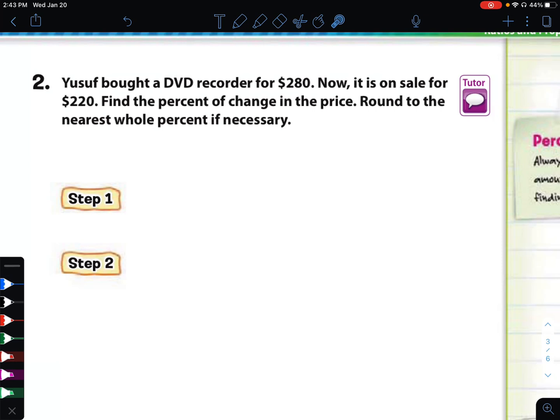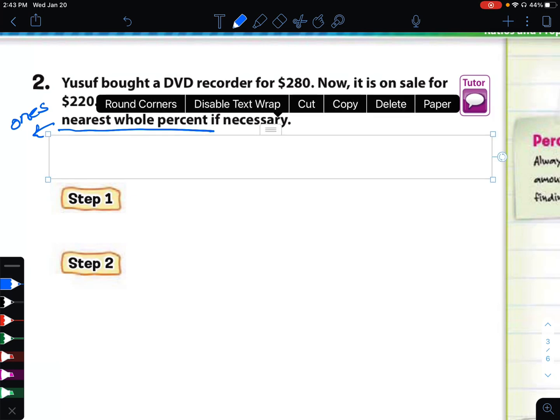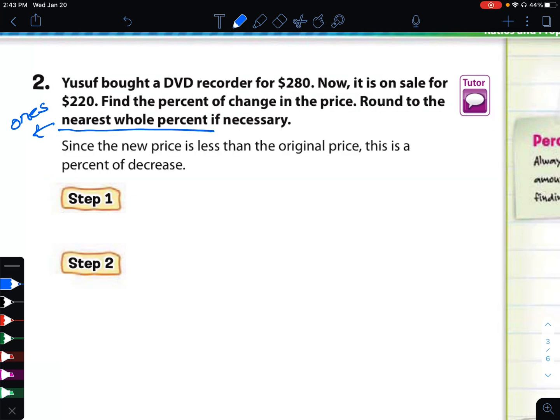So when you say the nearest whole percent, it's asking to the nearest ones. Asking it to round it to the ones place. Okay? So what do we know? We know that since the new price is less than the original price, remember the new price is 220. The original price is 280. This is a percent of decrease.